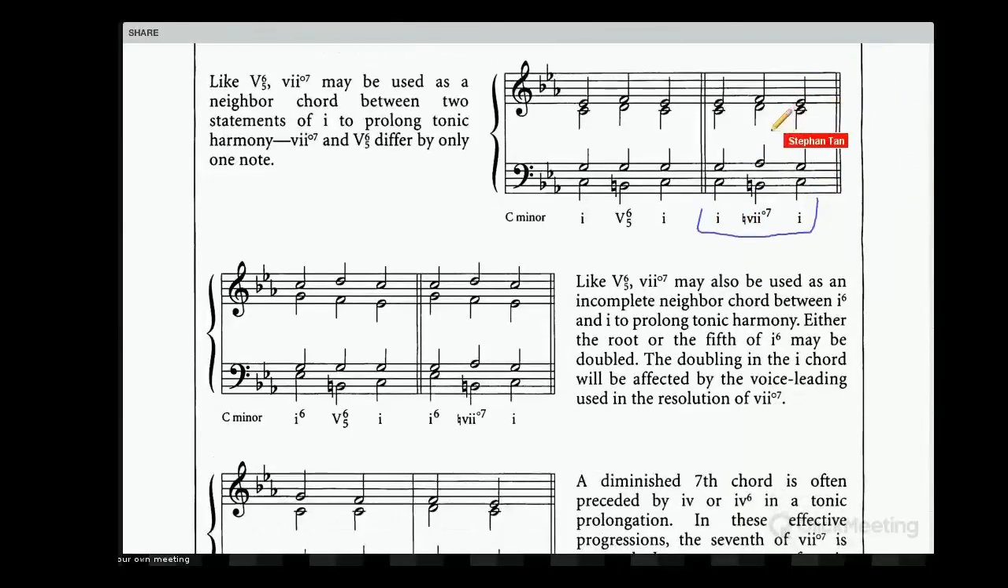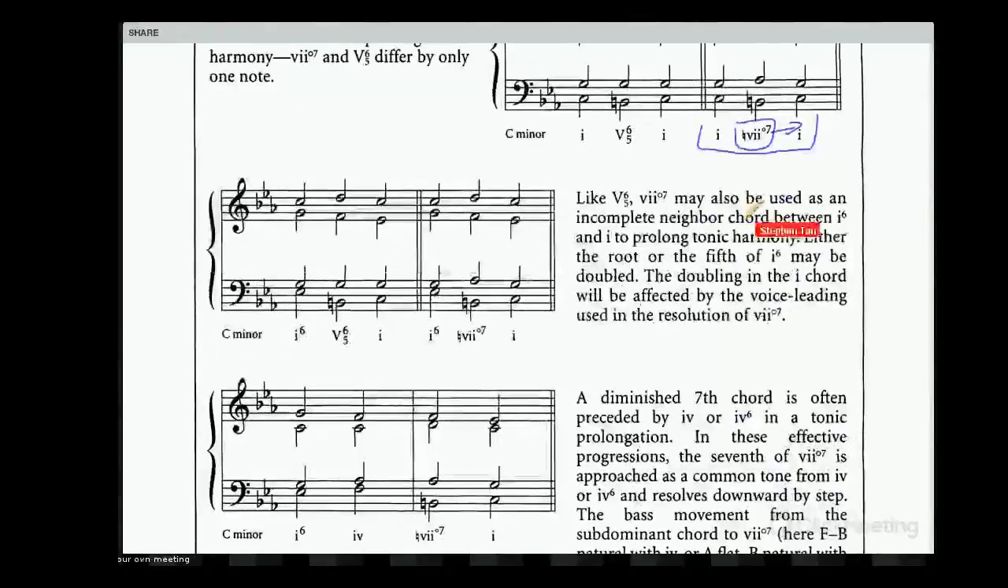Now remember, the numbers will be in effect going from this chord to this chord. Diminished 7th to 1. It's always from the diminished 7th to the 1 chord. You can use it as sort of an incomplete neighbor chord going from 1/6 to 7/7 to 1. How important is it to memorize all of these usages? Not very, really. Not very important.